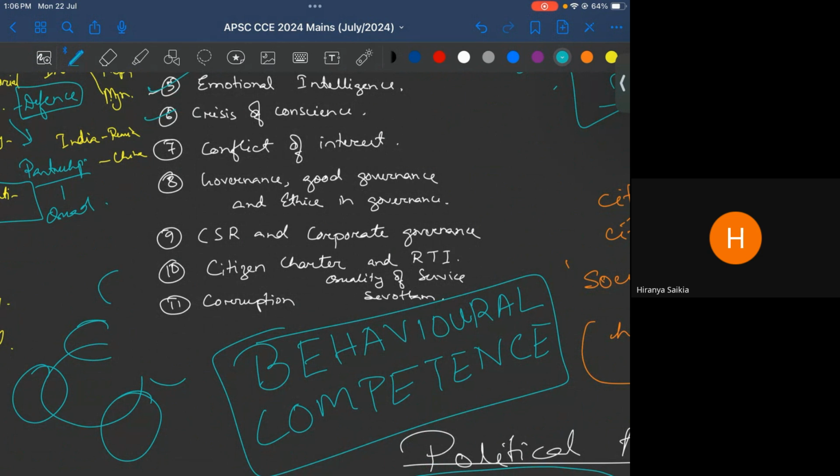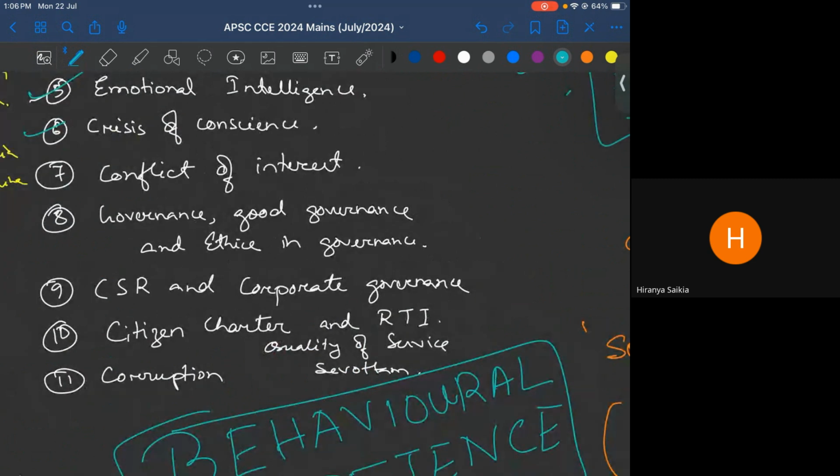Conflict of interest is when we have competing loyalties. Competing loyalties means, suppose I am the DC of a place and I am giving a contract for some project, and suppose my brother or some relative is one of the contractors, so that is a potential conflict of interest. Or I am a judge somewhere trying a case, and one of the parties is somebody known to me, so that is basically conflict of interest.